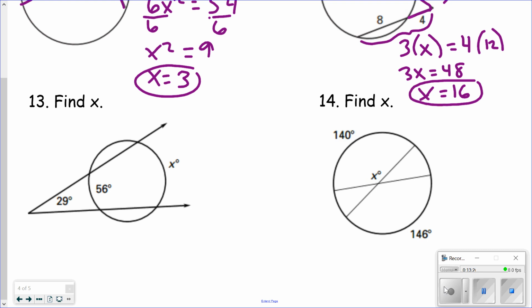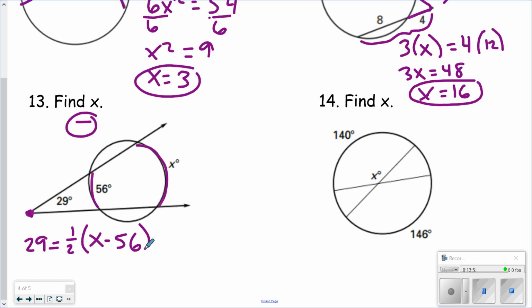Find the value of x. So here we have our 2 secants. They collide outside here, and so I need to look at my arc measures. I know that since this is outside, I'm going to use subtraction. So 29 is equal to 1/2 times the difference of my arcs, x minus 56. I need to get x by itself, so I need to get rid of that 1/2, so I'm going to multiply by 2 on each side so that these cancel out.